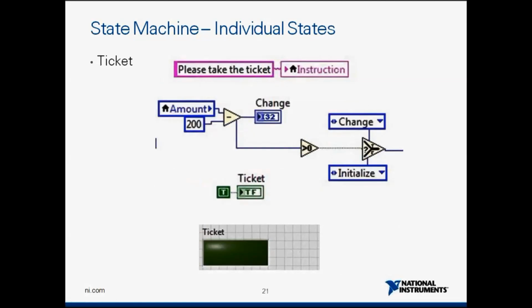The next state is vending out the ticket. Here, the amount of change is calculated and an LED to indicate that the ticket has been given out glows. A Boolean indicator that glows when the ticket is generated. There is also a display with an instruction saying please take the ticket.